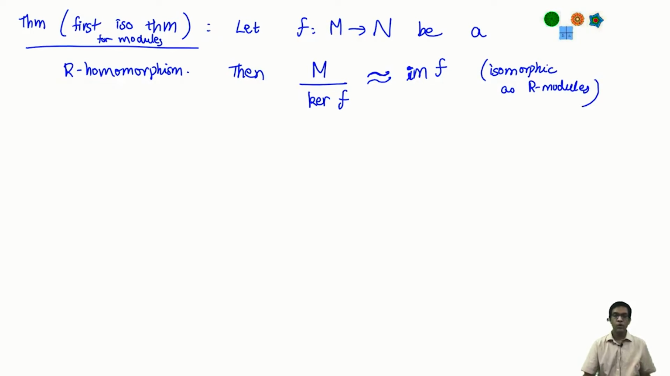Okay, so M modulo the kernel is isomorphic to the image. So that's, as in all the earlier cases, the statement of the first isomorphism theorem. And in fact, the proof is very quick here, because remember, we already have a first isomorphism theorem for groups. Okay, so proof, recall, so let's do the following.